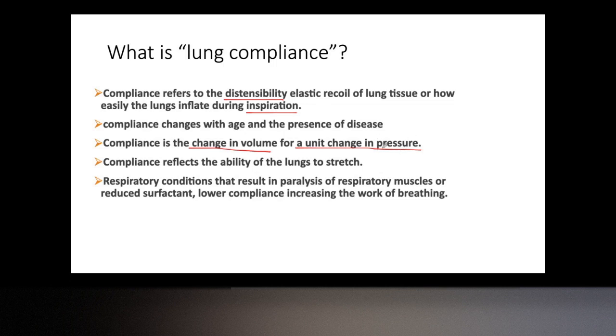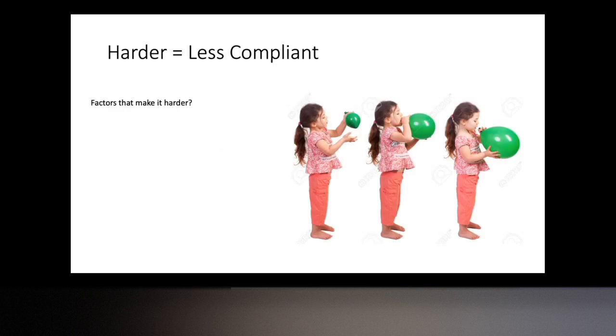If I need a lot of pressure to make the same volume, we say the lung is not compliant. I'm trying to put the air inside, to put the pressure inside, but it is not expanding. If the opposite happens, if I get so much volume increase with just a slight pressure change, then we say the lung is compliant. So if it's harder to put air inside, it's less compliant. So you look at the kid blowing the balloon.